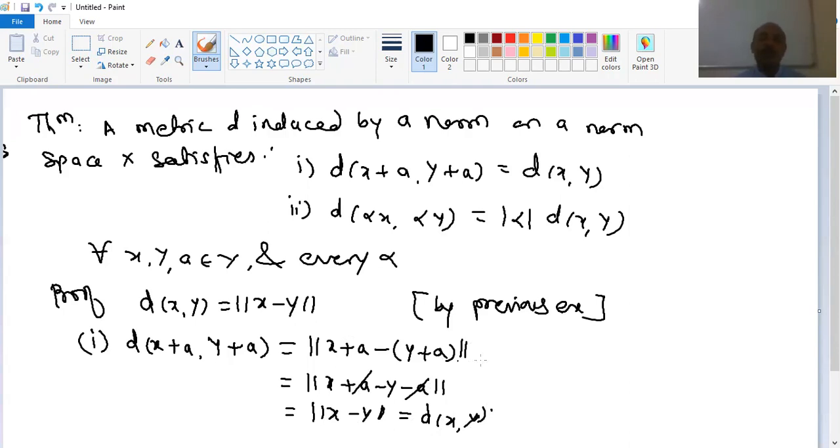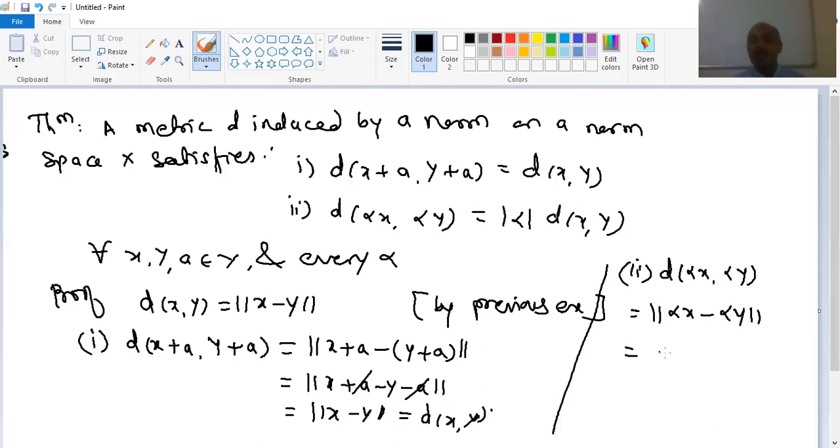This proves the first part. Now the second one: d of alpha x comma alpha y. By the definition, it is the norm of alpha x minus alpha y. That is the norm of alpha times (x minus y). This is the property.